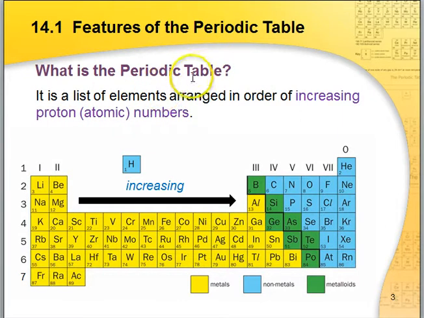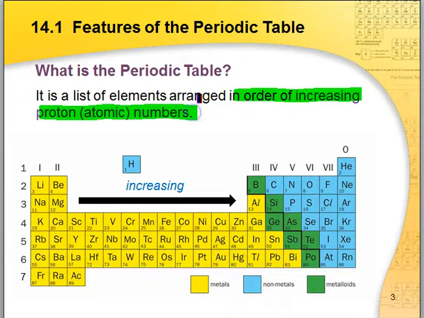Okay, so what is the periodic table? It's actually a list of elements arranged in order of increasing proton numbers. As you can see here, hydrogen's proton number is 1, helium 2, 3, 4, 5, 6, 7. It all increases until 89, and there's still more to go. Here we are just showing until 89. All of these elements are arranged in increasing proton number. So just take note of this.